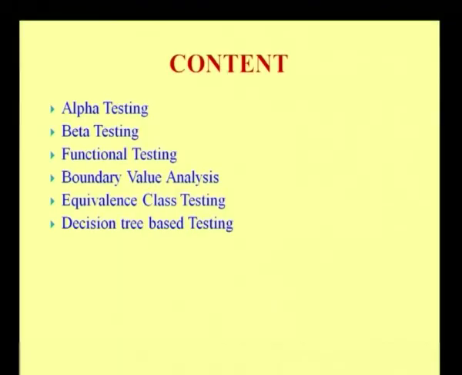By understanding the problem, we have derived three different classes of testing: one, boundary value analysis, two, robust, and three, worst case testing. So this we have discussed in the last session, and for today's session we will be discussing alpha testing, beta testing, functional testing, boundary value analysis, equivalence class testing, and decision tree based testing. First we will look at what alpha testing means.